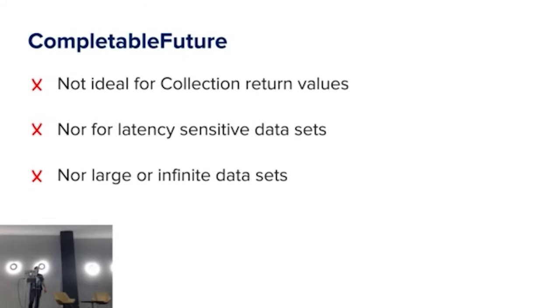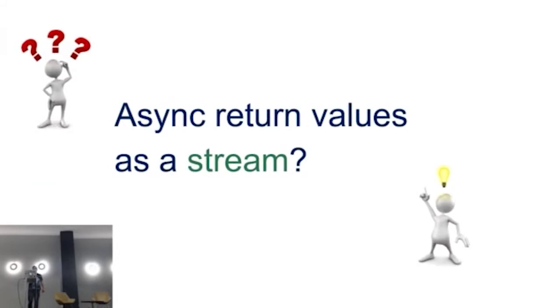The problem is it's not ideal for collection return values, nor is it good for latency-sensitive data sets. So if I have a ton of items in my collection and I'm returning them all, I have to read that entire collection. I can't get them one by one, which is much more efficient. So it's not very good for large or infinite data sets, and by not good, it won't work, because you'll never get back that infinite data set, so we can't do it. So what if we return a stream?